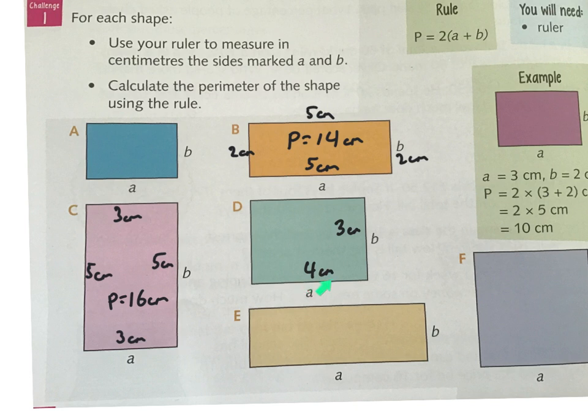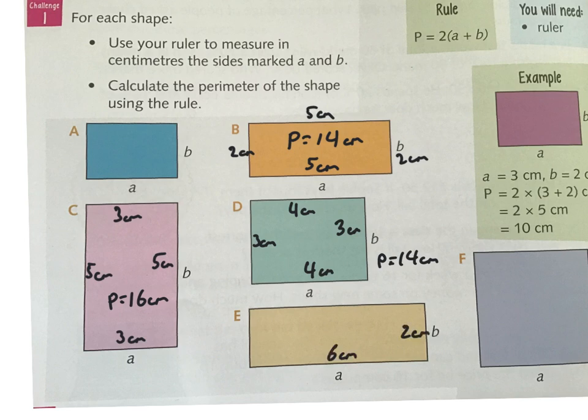Shape D, side A was 4 and side B was 3. So when I add up double 4, which is 8, and double 3, which is 6, I get 14. So shape D, the perimeter was 14 centimeters.